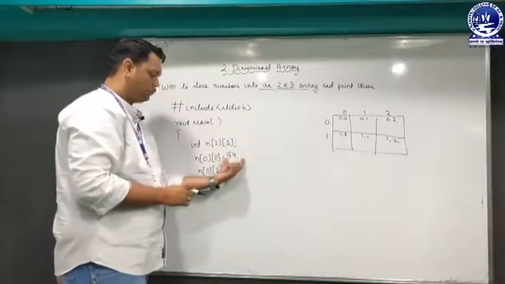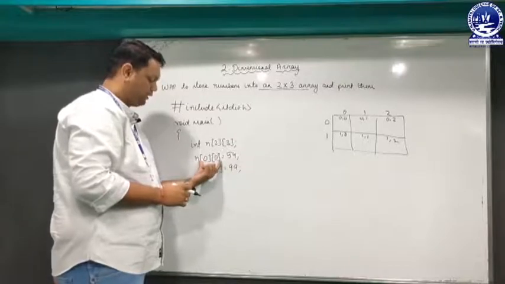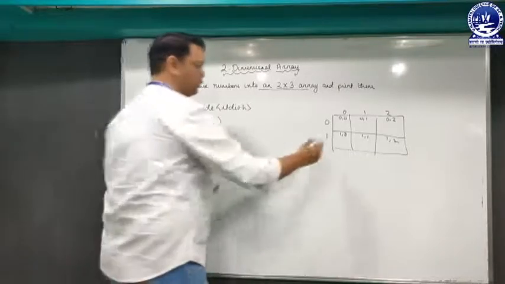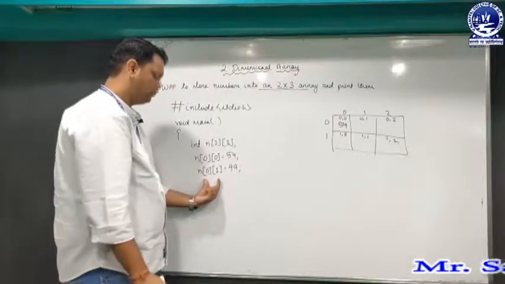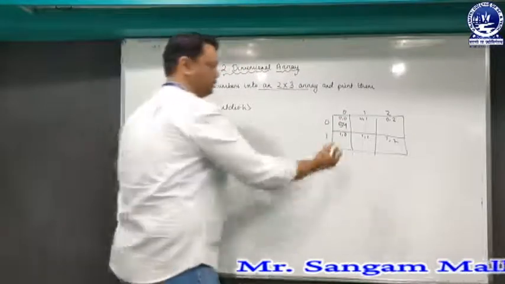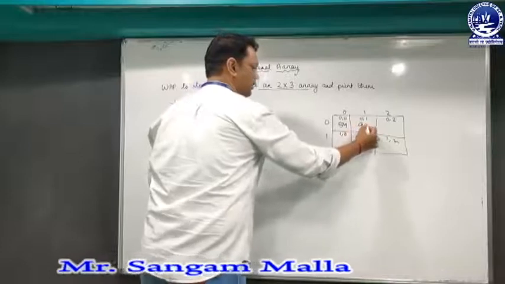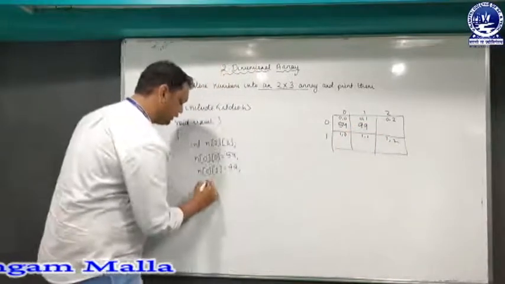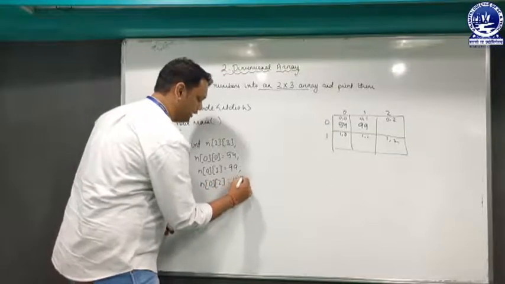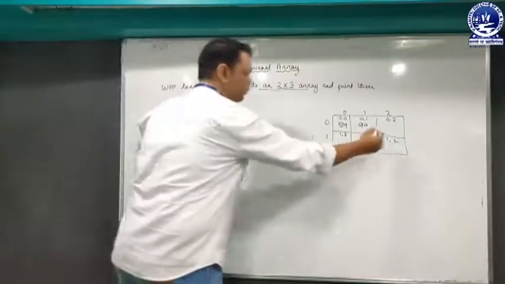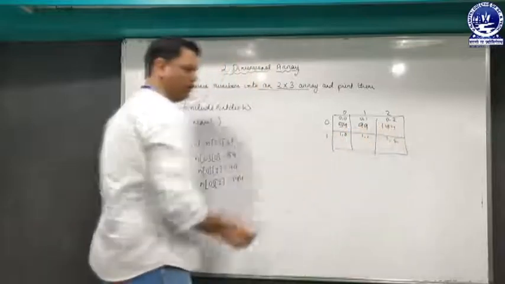Now we will be storing the numbers. The first element will be at 00, so 54 will be stored in 00. Next I have written 01 equal to 99, that means the 01 index will have 99. Similarly, n[0][2] will have, let's say, 144. So 02 will have 144.